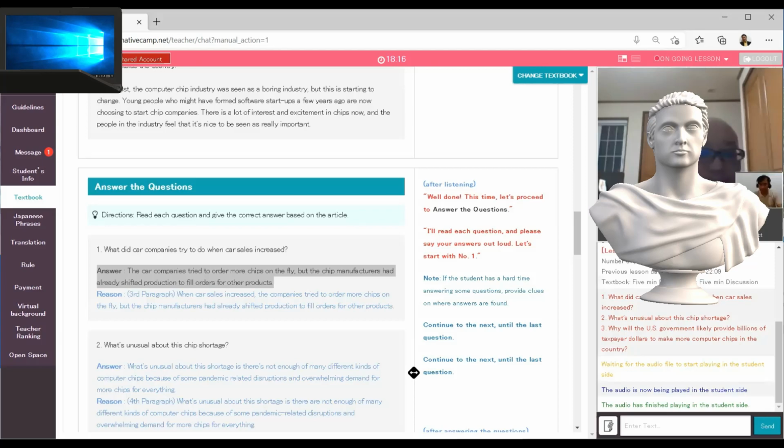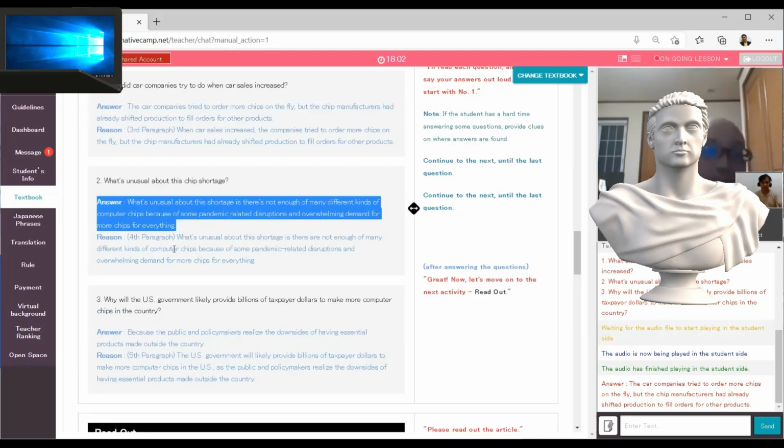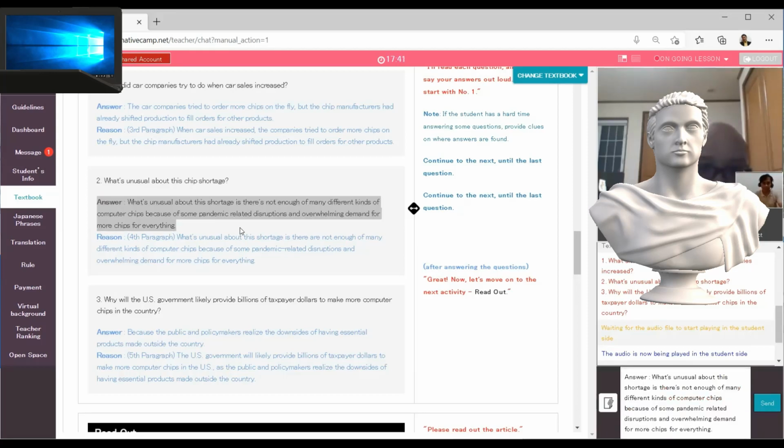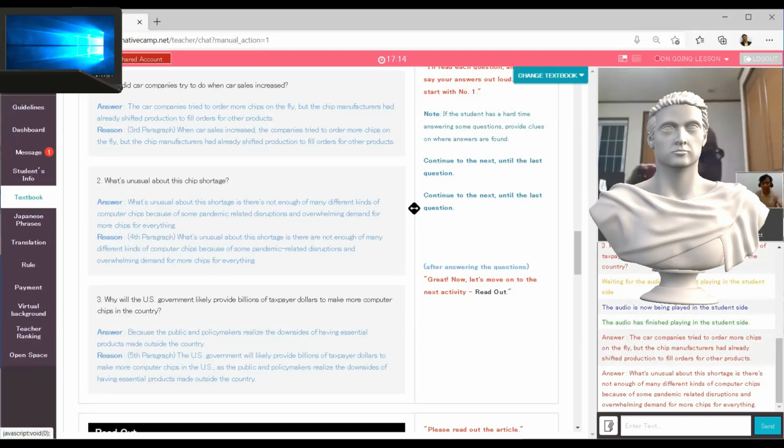All right, how about number two? What's unusual about the chip shortage? Chip shortages are common, but in this case, how can I say? They are, but they are usually confined to one type of chip. What's unusual about this shortage is there are not enough of many different kinds of computer chips. Very good. Because of some pandemic-related disruptions and overwhelming demand for more chips for everything.